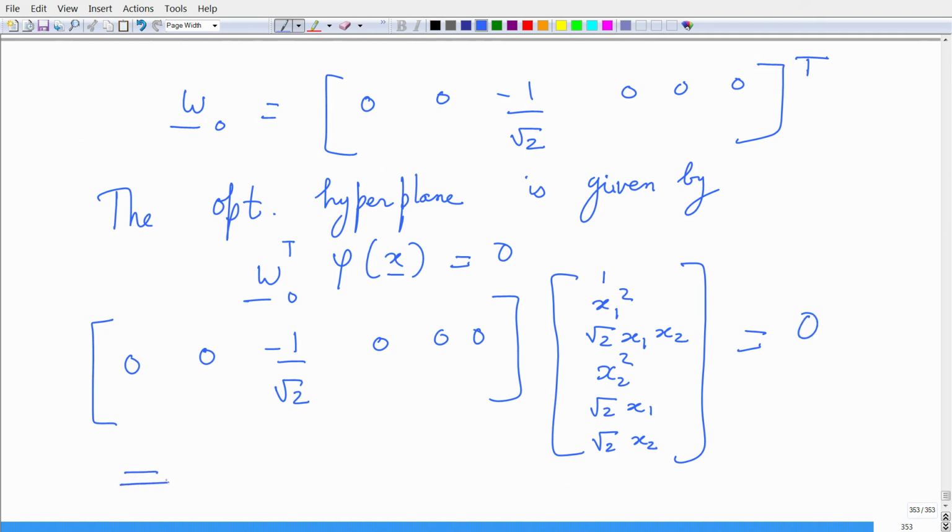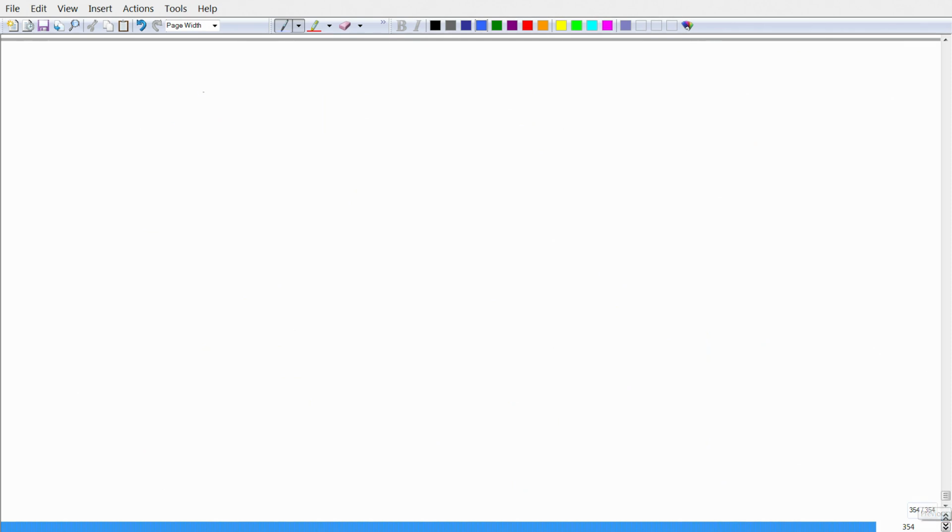So, this implies x1 x2 equal to 0 is the decision boundary. Right. So, I would want to keep this sign a negative sign. So, I just formulate y is minus x1 x2, and let us see how this solves this problem.